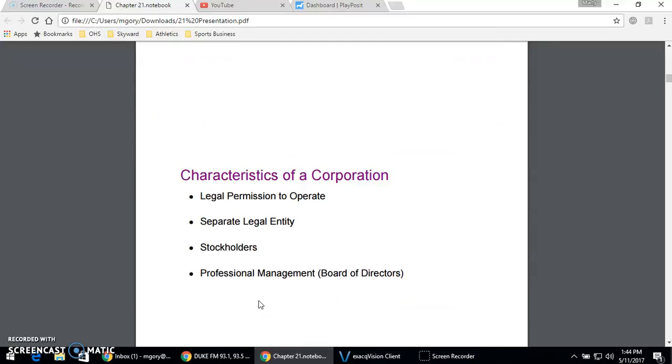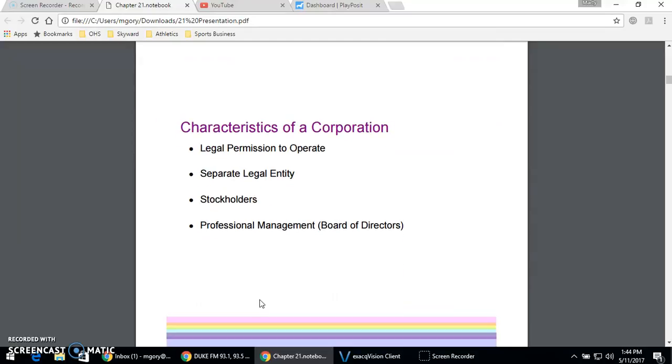All right, so characteristics of a corporation. There's legal permission to operate. There's a separate legal entity away from the owners. The stockholders now, as investors, are the owners. And there's also a professional management or board of directors that make business decisions on different business processes and different business procedures.